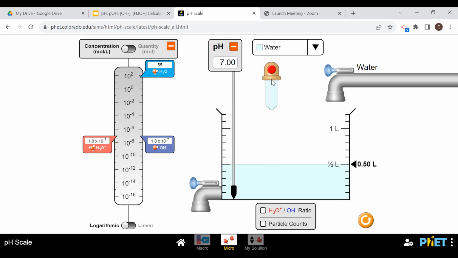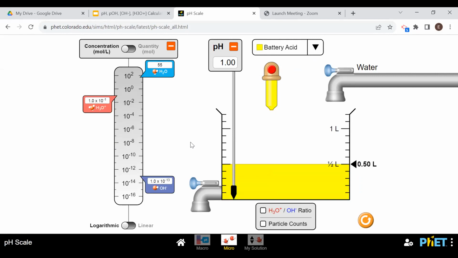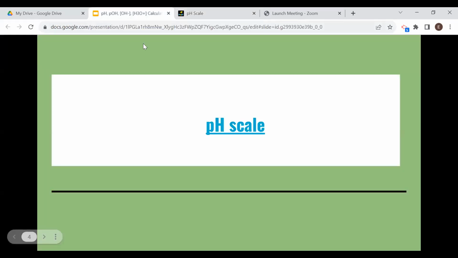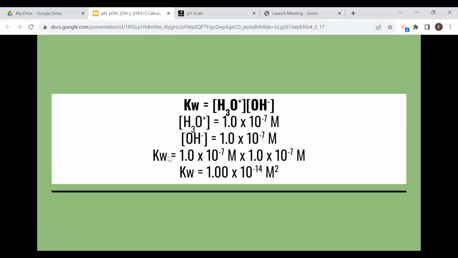Also, we can notice that even if you have, let's say, battery, you see the hydroxide ion concentration here and hydronium ion concentration here. If you multiply them out, it will be equal to 1.00 times 10 to negative 14. So that's what is here. That's how we get that. When they're multiplied, you get that.